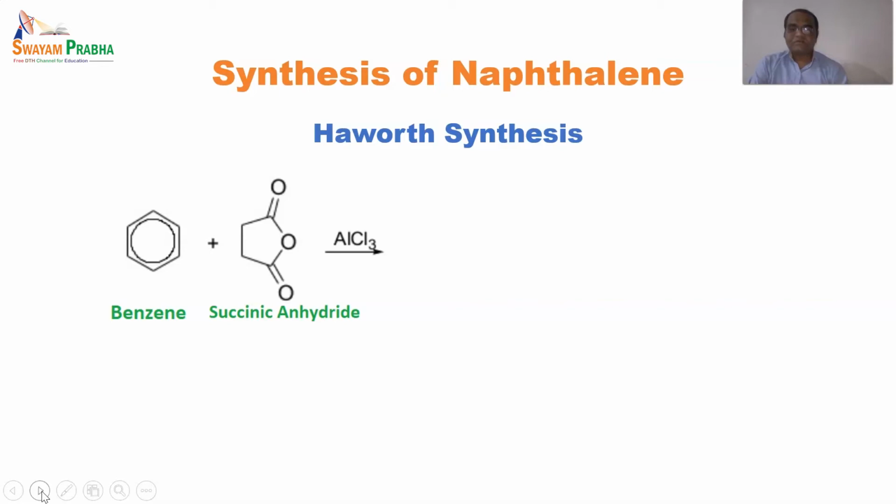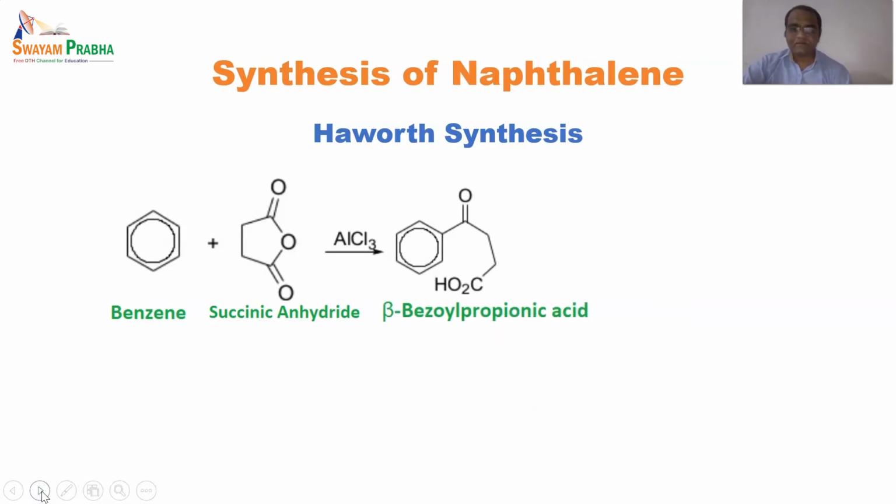So for this type of reaction, whenever there is AlCl3, the Lewis acid, such reactions are always carried out in dry conditions, and only then can we get a good yield. But if the conditions are not maintained, there will be either very little yield or no reaction. It forms an intermediate, that is benzoyl propionic acid.